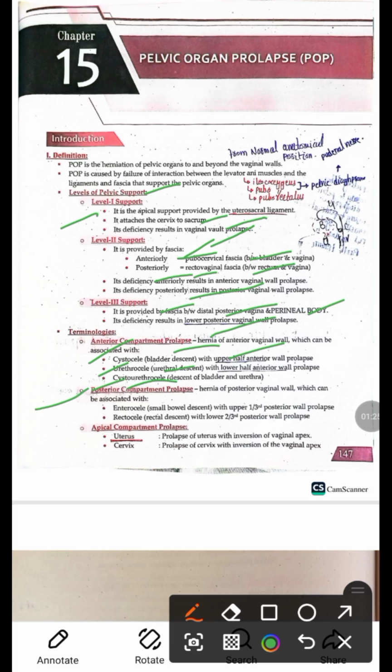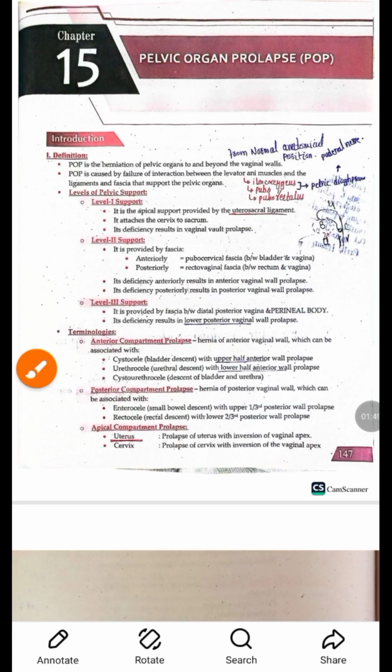Next is the posterior compartment prolapse. Posterior compartment prolapse is defined as herniation of the posterior vaginal wall, which can be enterocele or rectocele. Enterocele involves the small bowel descent with the upper one third of the posterior vaginal wall, and rectocele is the rectal descent with the lower two thirds of the posterior vaginal wall.